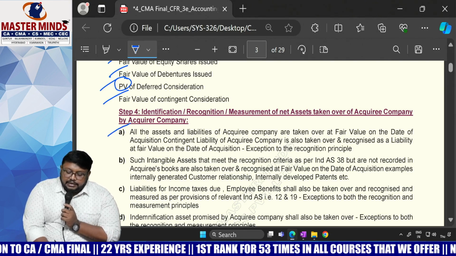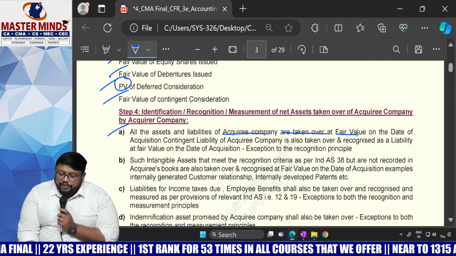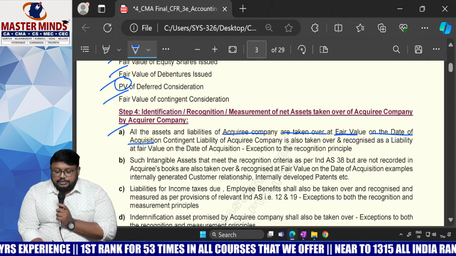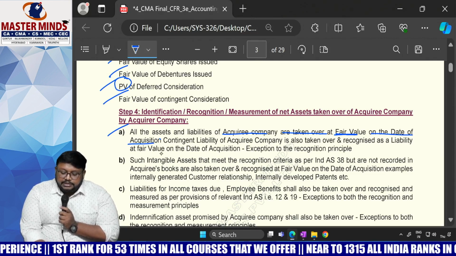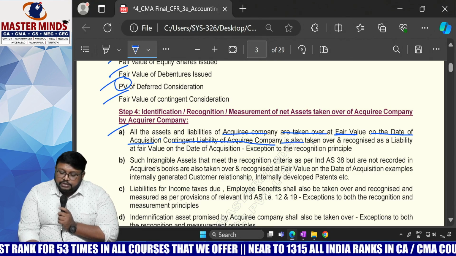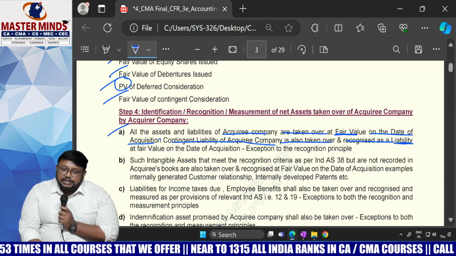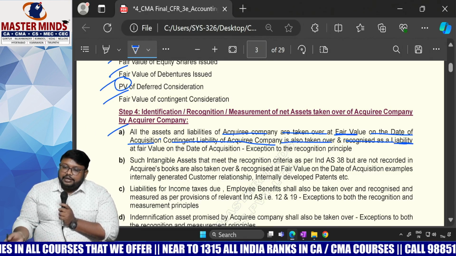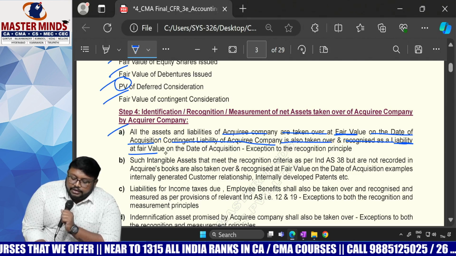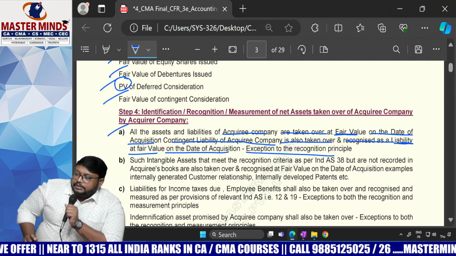All the assets and liabilities of the acquiring company are taken over at fair values. On which date? On the date of acquisition. Okay. Some exceptional cases we are having, like the contingent liability of the acquiring company is also taken over and recognized as a liability at fair value on the date of acquisition.